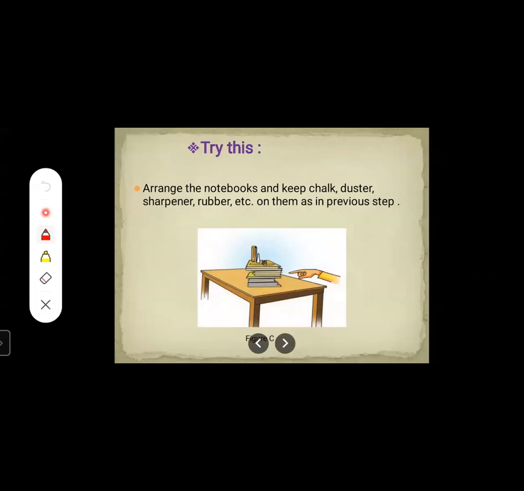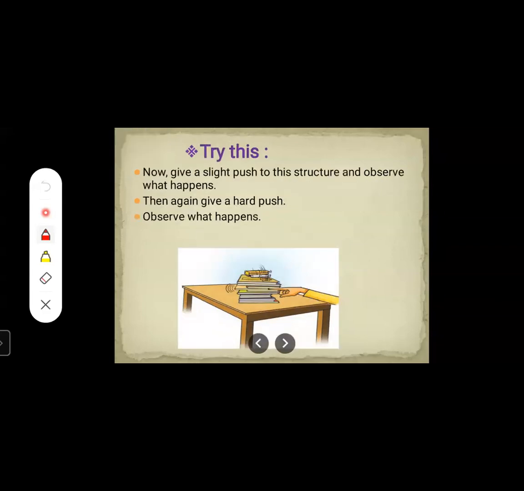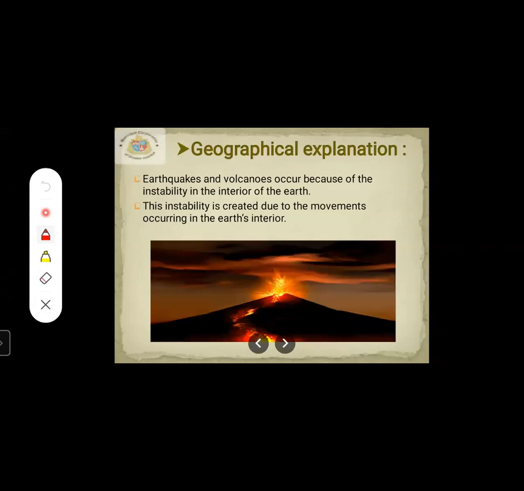And then next, again, you have to arrange the notebooks, and on that we have to keep the objects. Same objects you can keep. After that, you have to give a single push to that structure of the notebook which we have kept there on the table. Just you have to give a hard push, and one slight push we have to give. So there will be just the movement. All the objects will just move. That's it. These are the changes we have to notice when we do this activity.